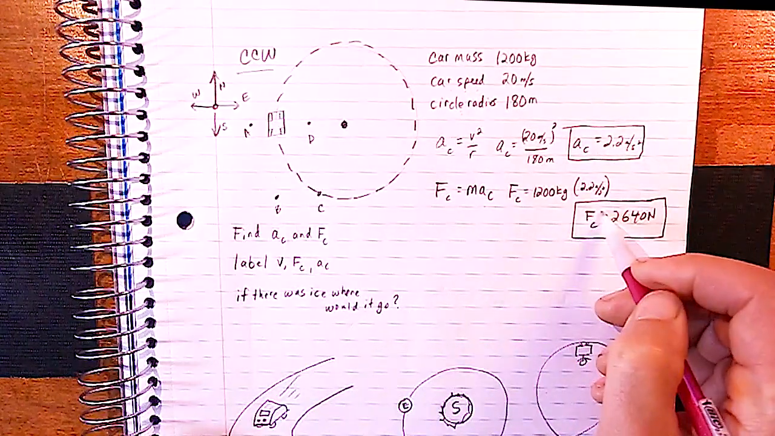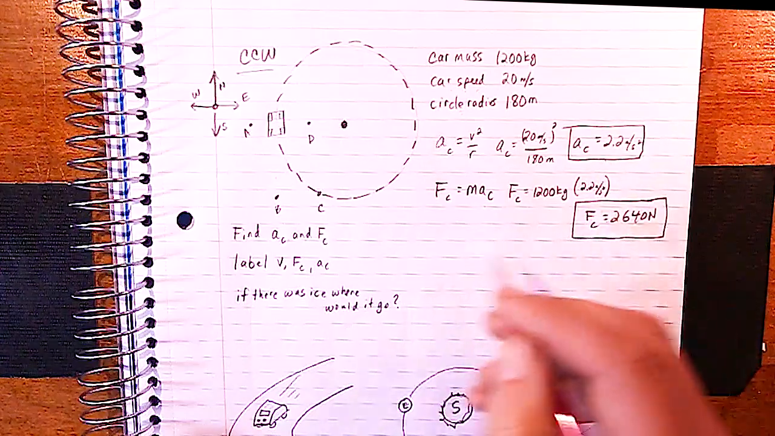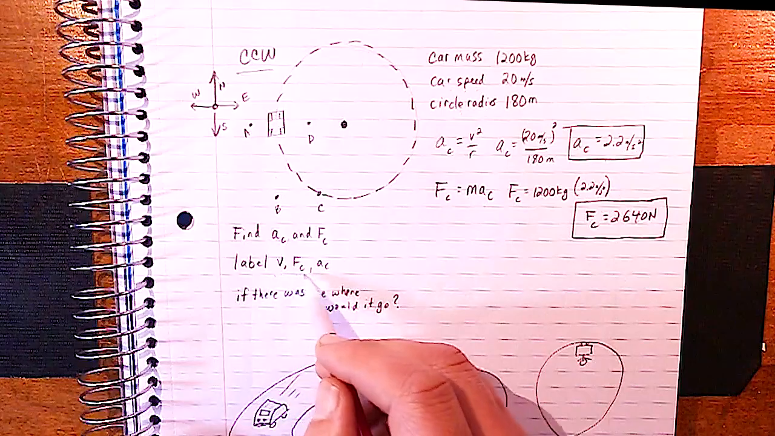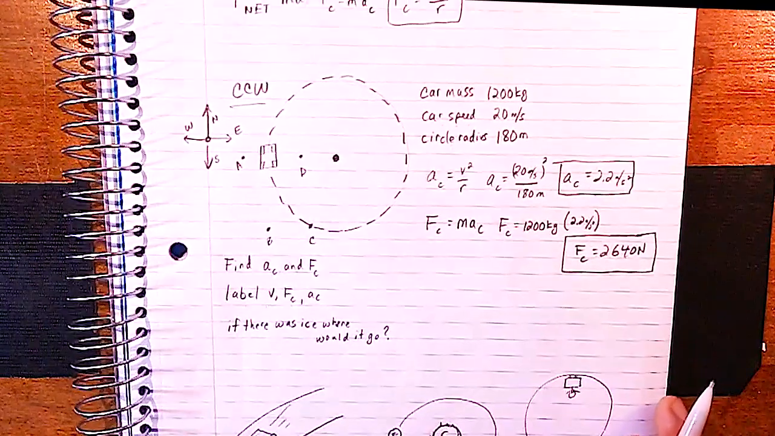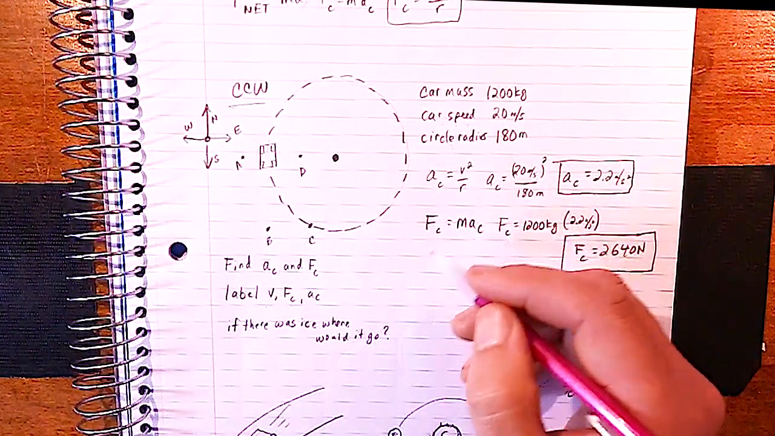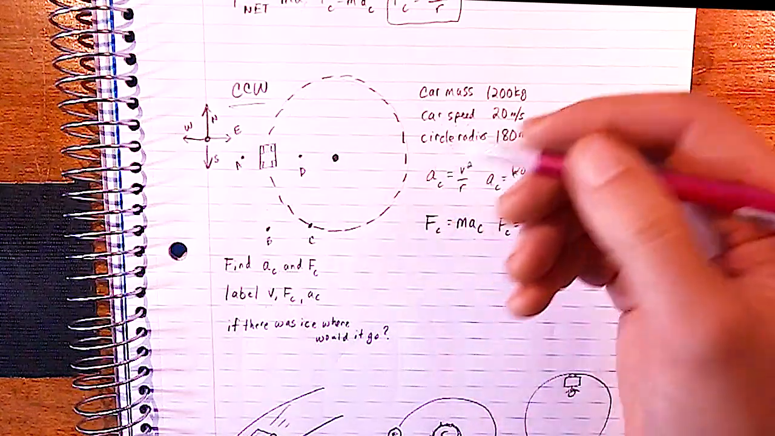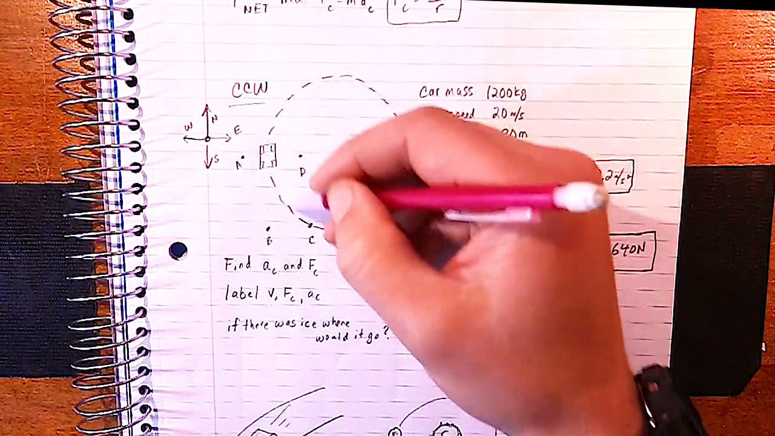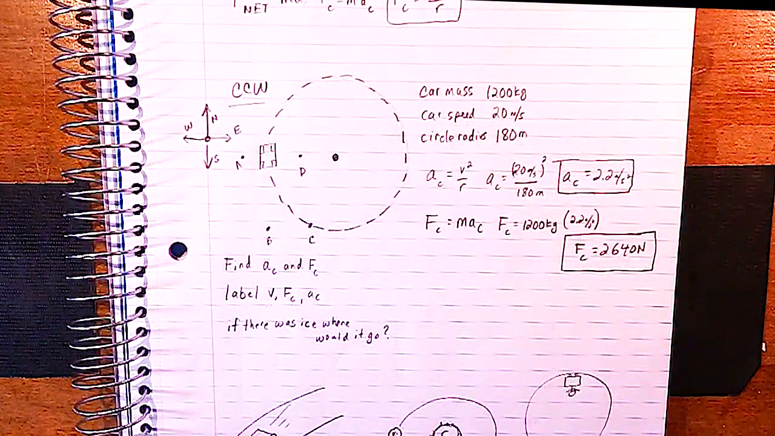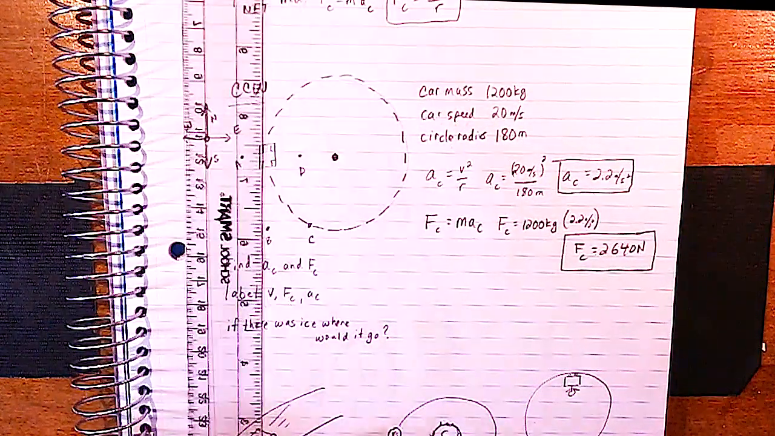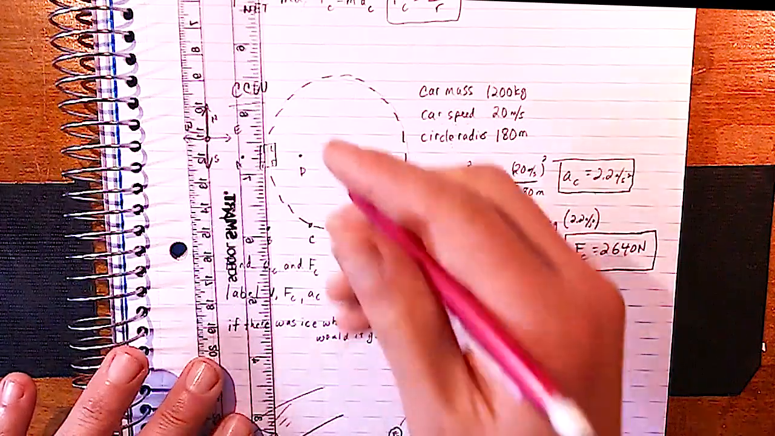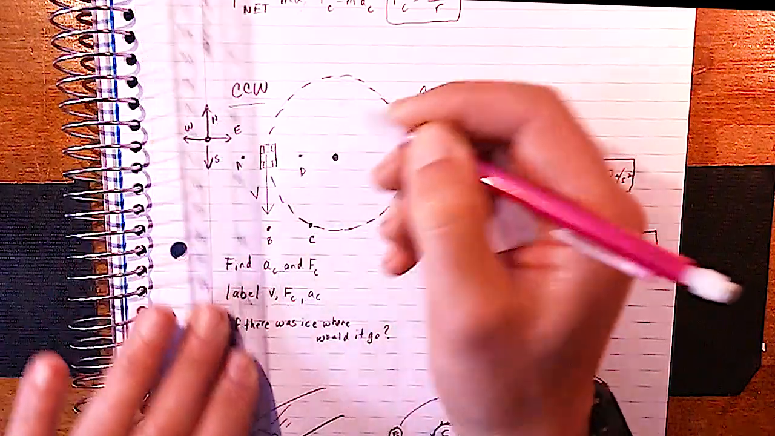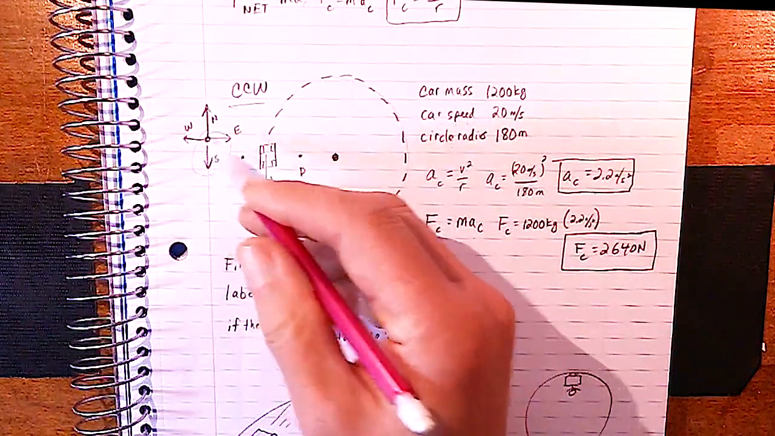Remember, these are vectors, so we need to include direction. It says label velocity, Fc, v, Fc, and AC. So what's the direction of these velocity, centripetal force, and centripetal acceleration? Well, if it's moving in this direction around the circle, what is tangent to the circle? Well, our tangent line looks like that. So our velocity is going to be south.